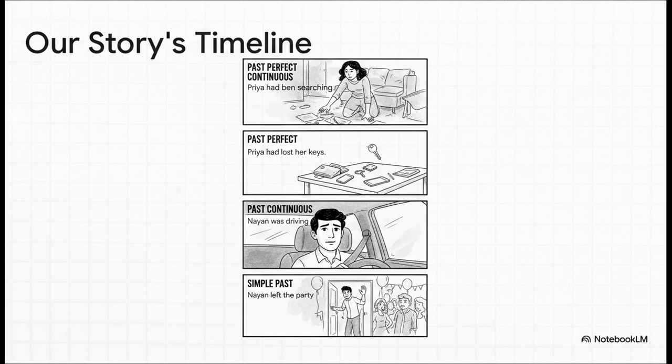The past perfect told us what happened before. "Priya had lost her keys." That's the crucial backstory. And finally, the past perfect continuous added that important detail of duration. "She had been looking for a while." See? Each one has a job.